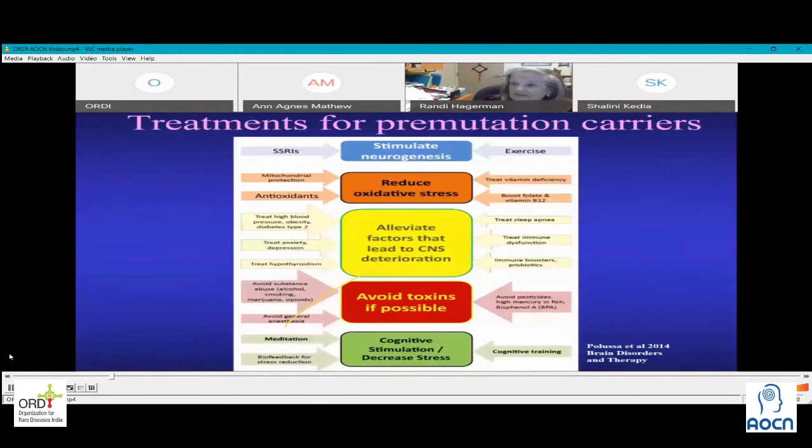So there are treatments for these problems. There are tremor treatments. We also recommend treatment for anxiety and depression with SSRIs. We also recommend antioxidants, treating hypertension or hypothyroidism, avoiding toxins, and also doing cognitive stimulation with aging, which is important for everybody who is aging.